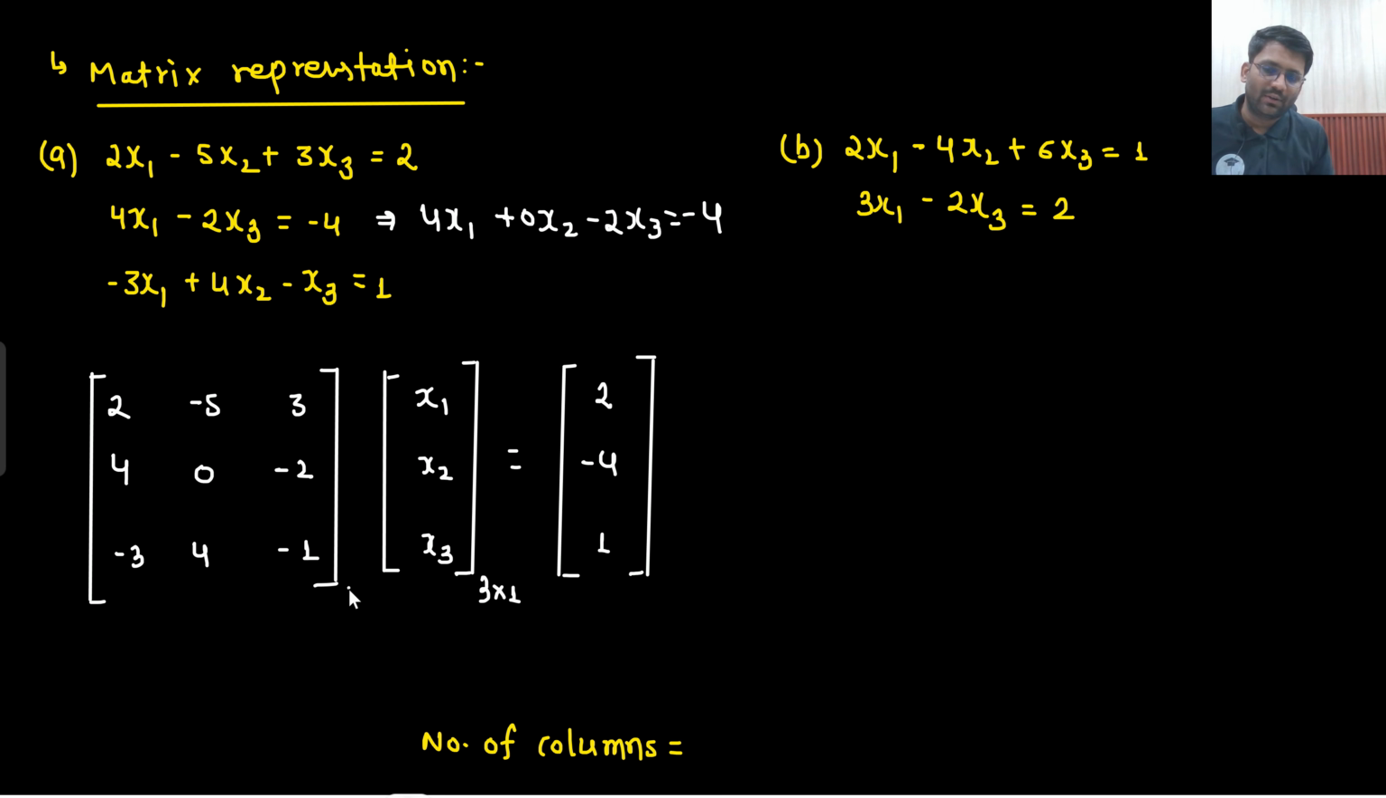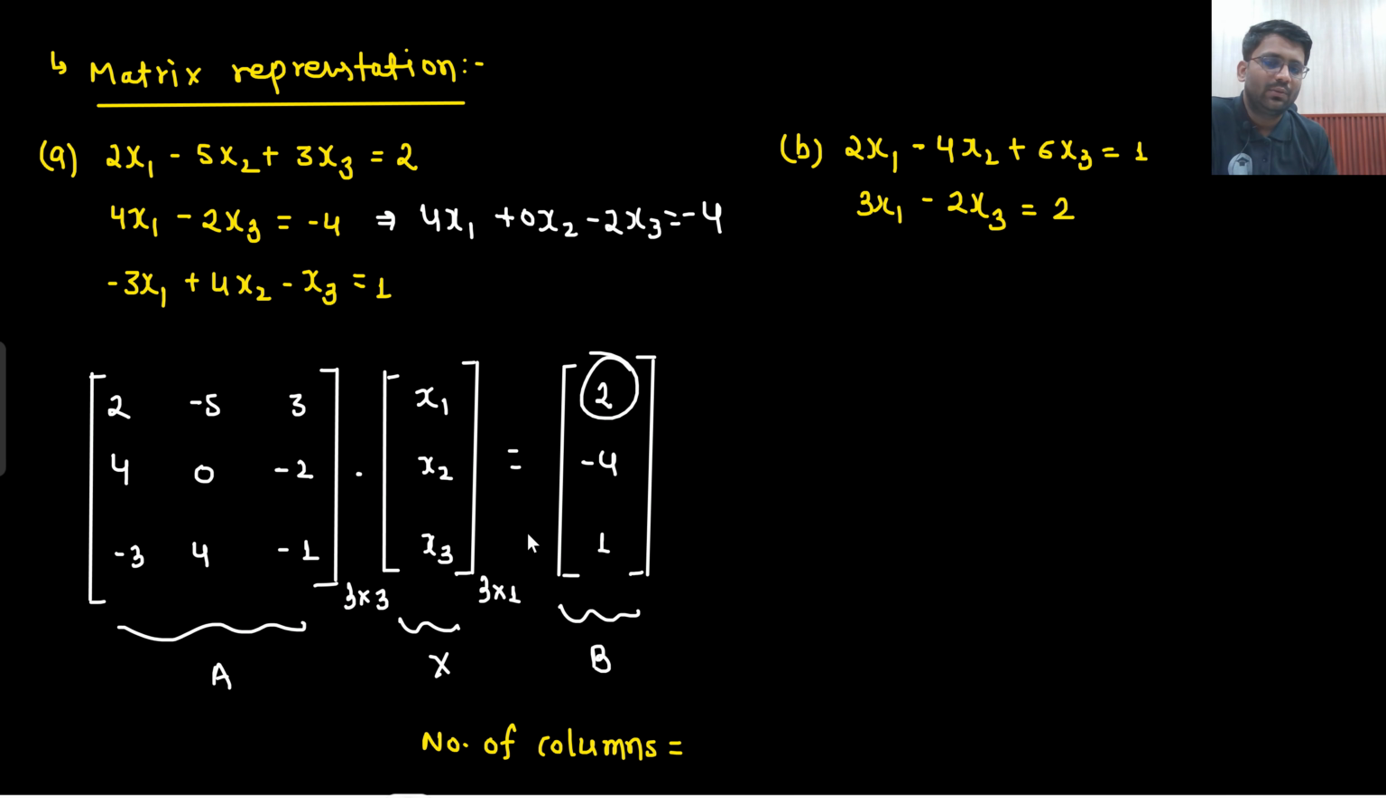What is the order here? 3 cross 3. So if you multiply both of these matrices, this is the multiplication. Let's call this matrix A. Let's call this matrix X. And let's call this matrix B. So if you multiply matrix A with X, what will you get? 2x1 minus 5x2 plus 3x3 equals 2. Basically, do the multiplication of A and X.